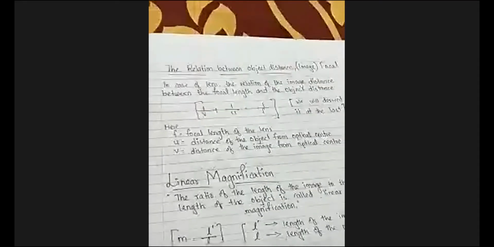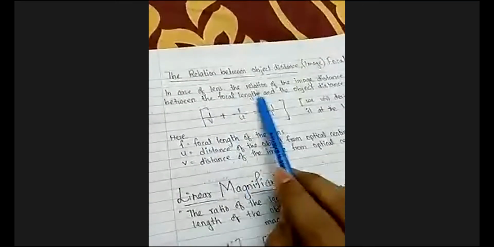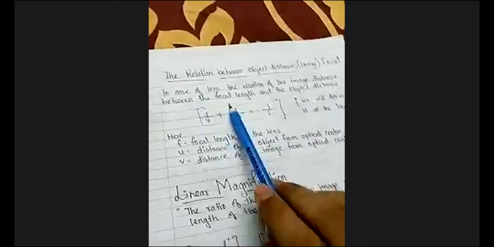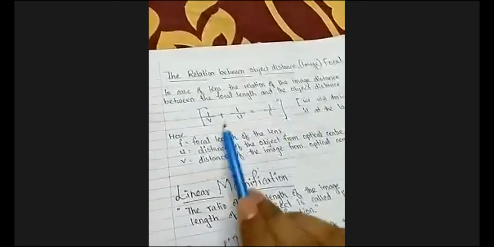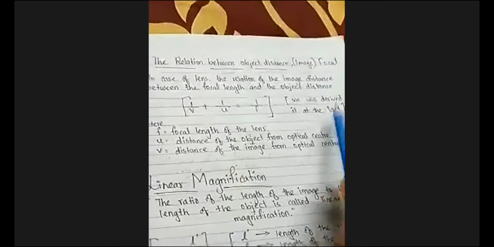Assalamu alaikum. I'm Zaman, and I'm gonna talk about some of the quantities related to geometrical optics. First, I'm gonna make a relation between object distance, image distance, and focal length. In case of a lens, the relation of object distance, focal length, and image distance is 1 by v plus 1 by u equal to 1 by f. We learned this in class 9. And I'm gonna derive it at the last.